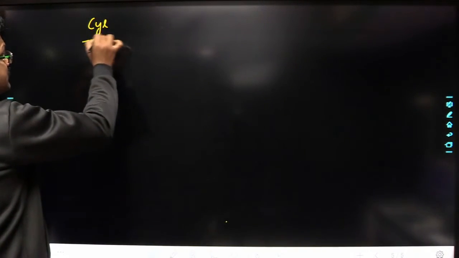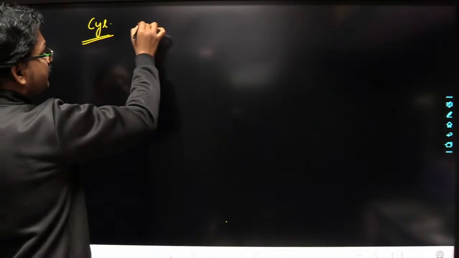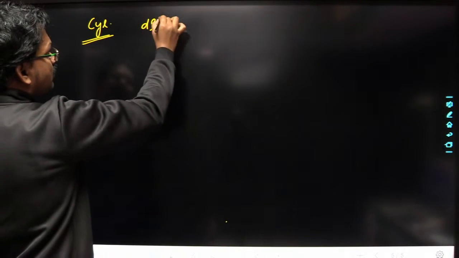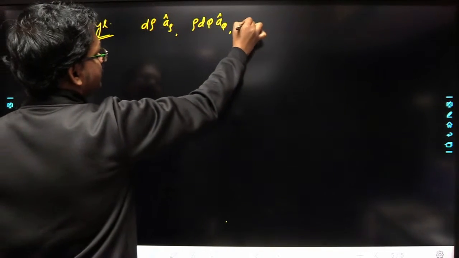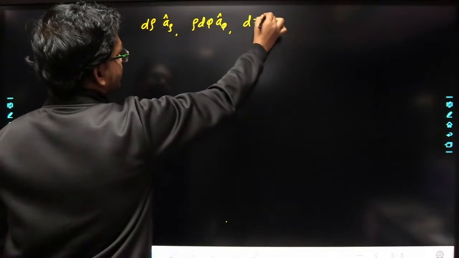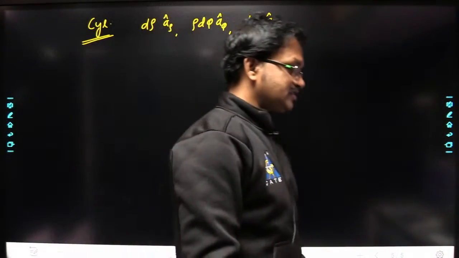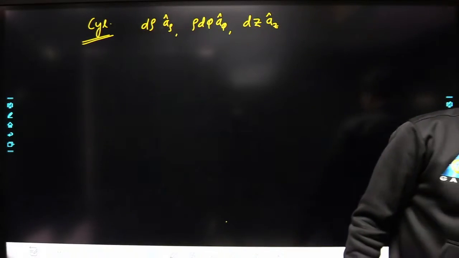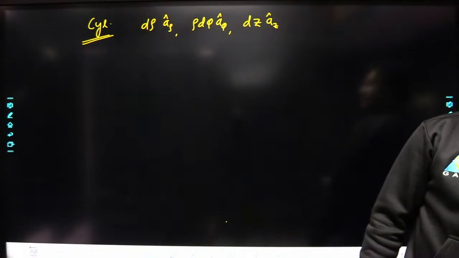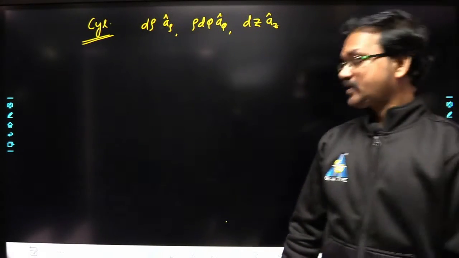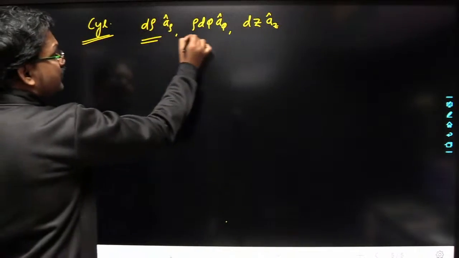Now we try to solve some problems on the cylindrical coordinate system. In the cylindrical coordinate system, the differential lengths are nothing but d rho a rho cap, rho d phi a phi cap, and dz az cap. Understood? So these are the three differential lengths.